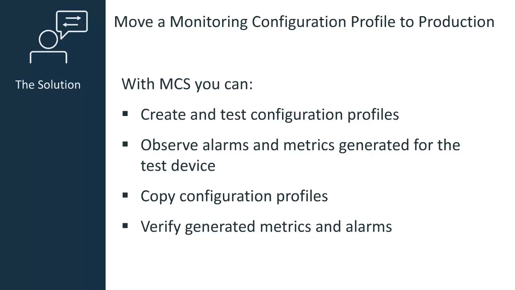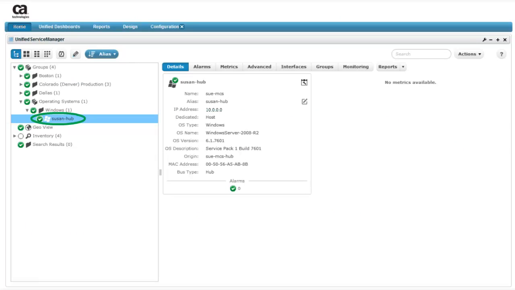With MCS, you can create and test a configuration profile for a test device. If the alarms and metrics generated for the test device are as expected, you can copy the tested configuration to the Boston, Dallas, and Denver groups. Shortly after MCS deploys probes and applies configuration to the devices in the group, you can verify the generated metrics and alarms. We'll begin by accessing Unified Service Manager.